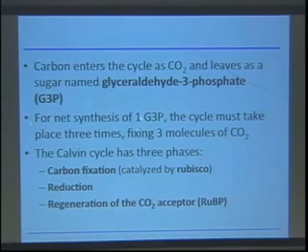So for the net synthesis of one molecule of glyceraldehyde 3-phosphate, the Calvin cycle has to take place 3 times because this is 3 carbons. We start by fixing one carbon each time a carbon dioxide enters the cycle. So we have to fix a total of 3 of these to get one of these.